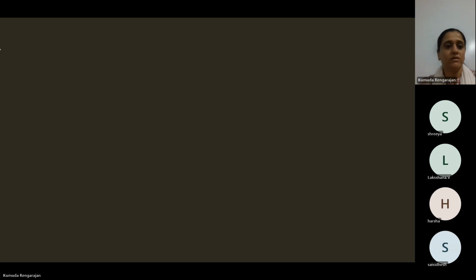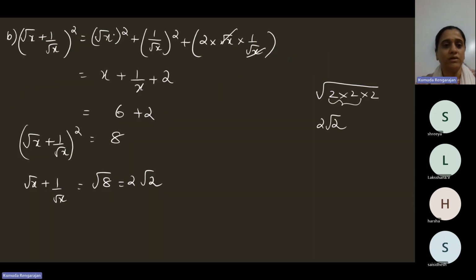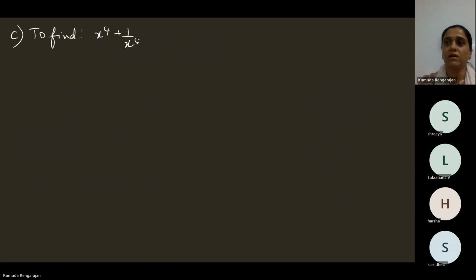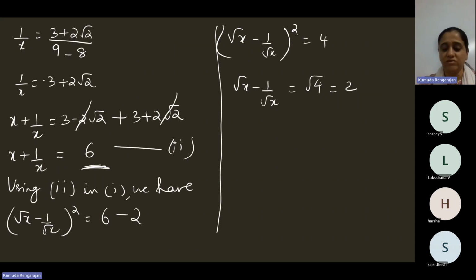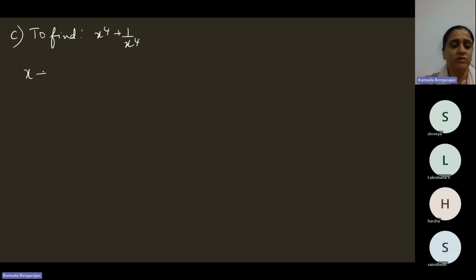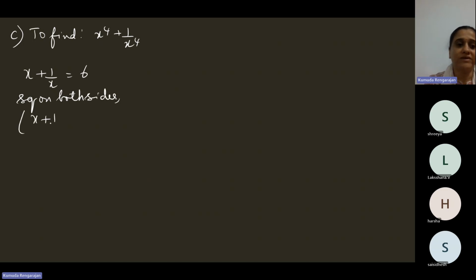Now in C, we have to find the value of x to the power 4 plus 1 by x to the power 4, right? For this, you first take up this equation x plus 1 by x is equal to 6 and square this on both the sides. Squaring on both sides, we have x plus 1 by x the whole square is equal to 6 square.